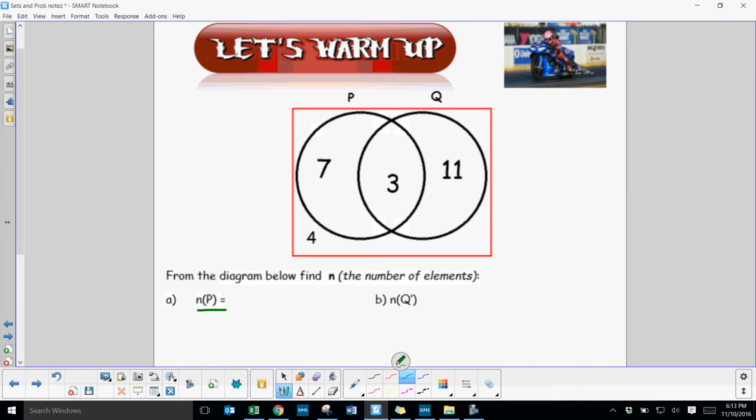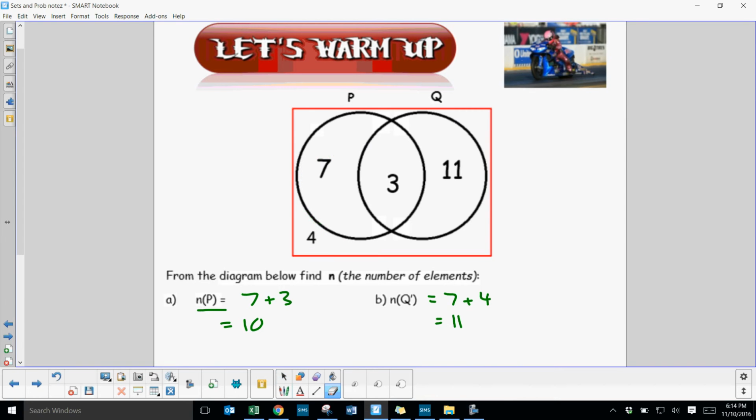To do that, you've got to just count how many things in total are there in P. So we're assuming that this indicates that there's 7 things in only P, and 3 things in the intersect. So in total there are 7 plus 3 elements, which equals 10. How many elements are in Q dash? So meaning not Q. By not Q we just mean the outside of Q. And outside of Q you've got 7 and 4 elements. So 7 plus 4 equals 11 elements in total.